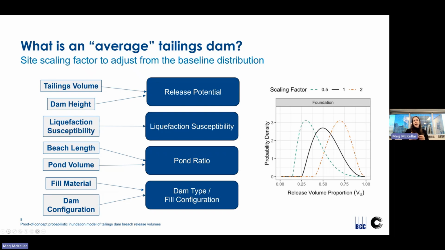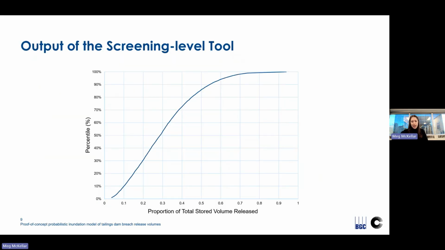So for example, if I had a dam that was susceptible to liquefaction, I could have an increased scaling factor, and my beta distribution could be pushed maybe to more of this red dotted line that we're seeing on the plot. And the output from a result of scaling our beta distributions could be something like this. Where as an example, we have the proportion of the total stored volume that could be released, and I could take an understanding of what my 50th percentile of volume release could be, or my 95th. And I could take this singular number and I could put it into my breach modeling and receive an output.